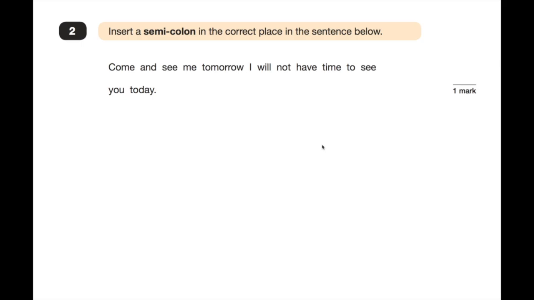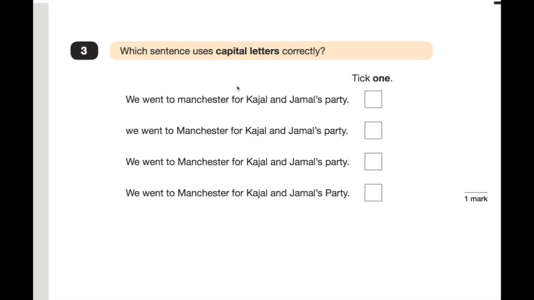Come and see me tomorrow; I will not have time to see you today. Which sentence uses capital letters correctly? Well, we're looking for proper nouns, so names of places, names of people, etc., and the start of a sentence. So the sentence that fits all those elements is Manchester, Kajal, and Jamal. They're all names, and at the start of the sentence, that's the answer.